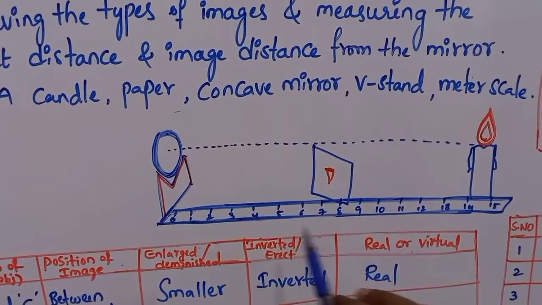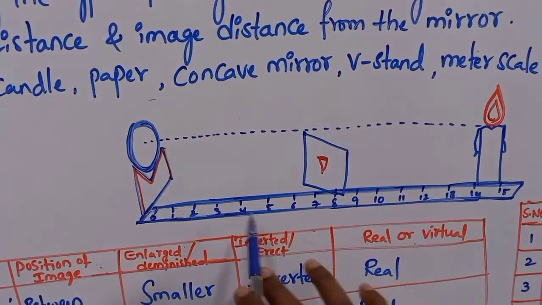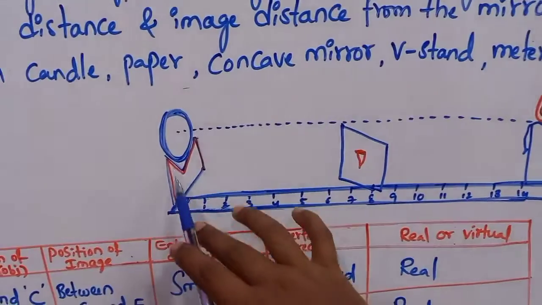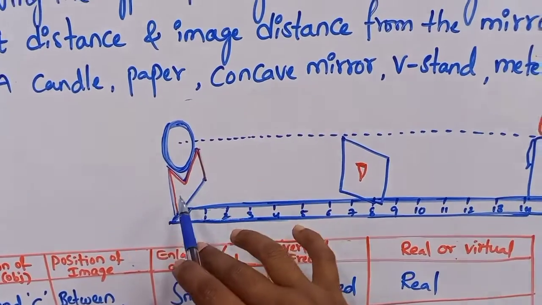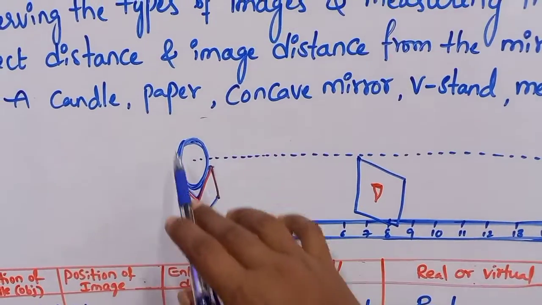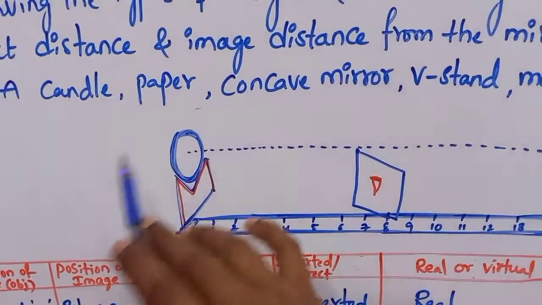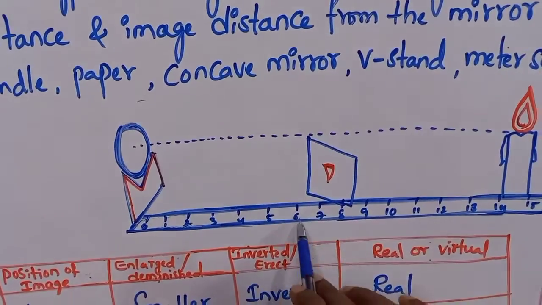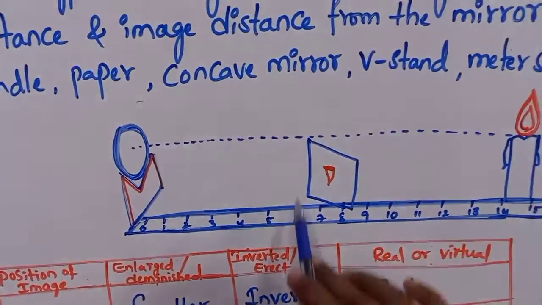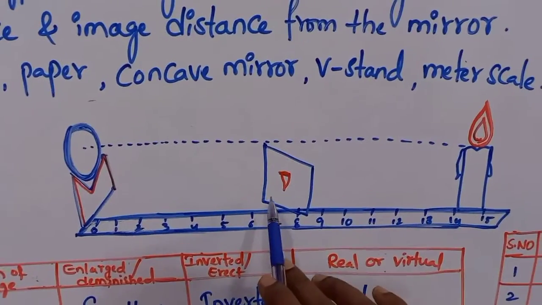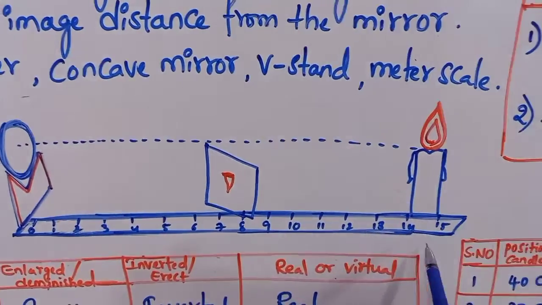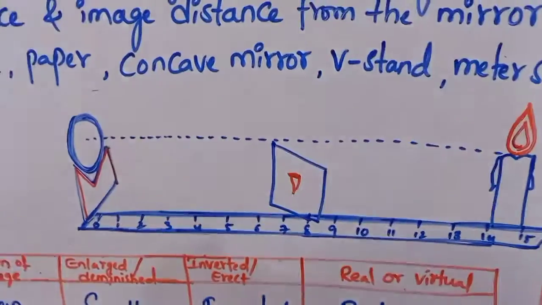By seeing this picture here, you can understand what is what. This one is the meter scale. This is the V-stand. In order to place and support the concave mirror, we need the V-stand. This is the concave mirror, and this is a small white paper which acts as a screen in this experiment, and this is the source of light, that is a candle. Okay, children?